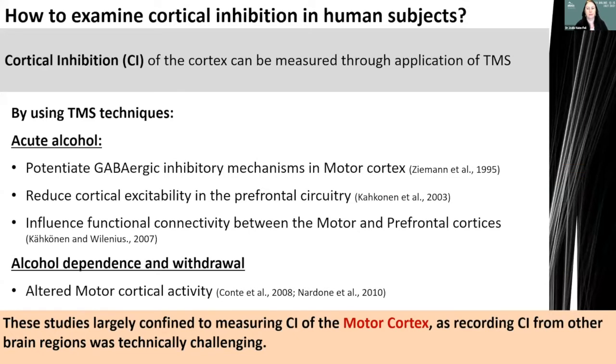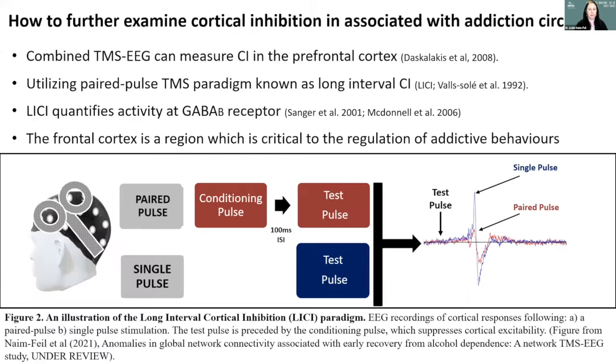In the past, TMS studies examined the effect of alcohol and found that ethanol had an effect on cortical excitability. However, these studies were largely confined to measuring cortical excitability of the motor cortex, as at the time, recording cortical inhibition from other regions was technically challenging. Combined TMS-EEG allowed researchers to measure cortical inhibition in the prefrontal cortex using a paired pulse TMS paradigm known as long interval cortical inhibition, or I'll call it LICI throughout.